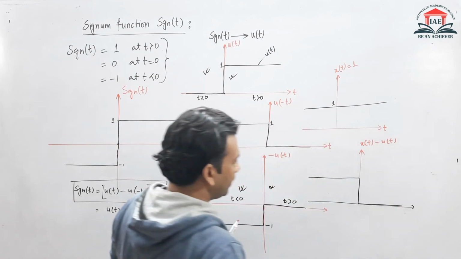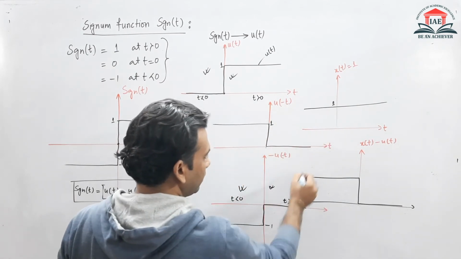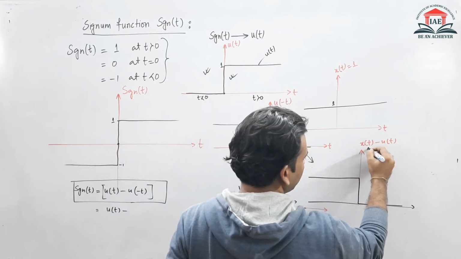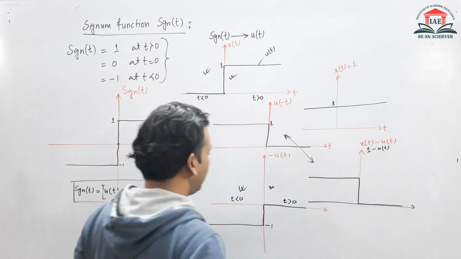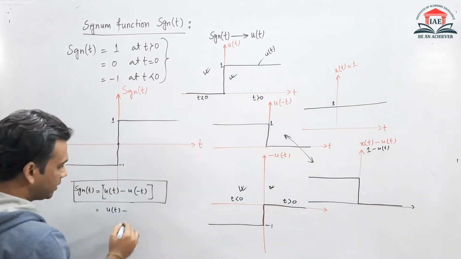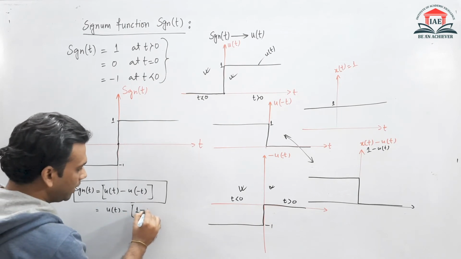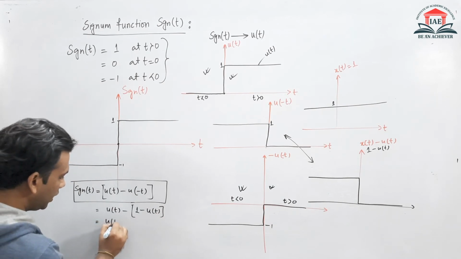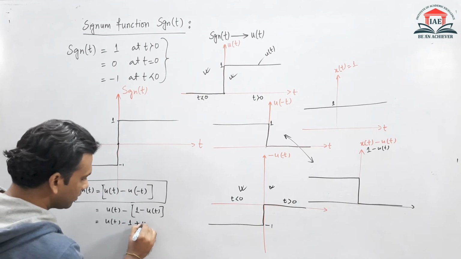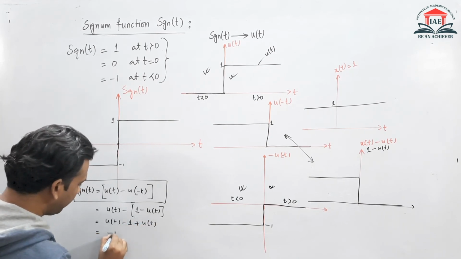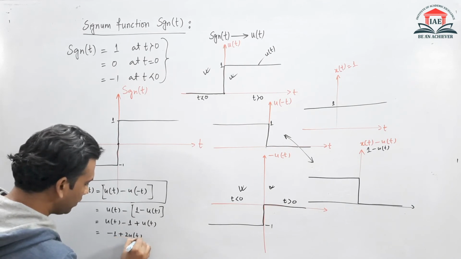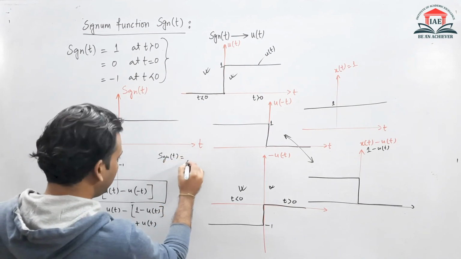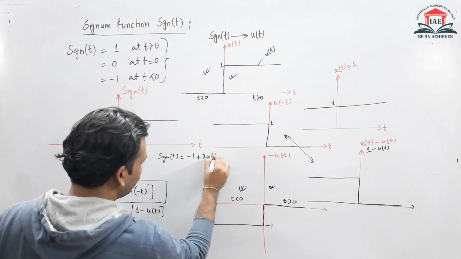So this graph will come. Now this graph is exactly my u of minus t, the same graph. So that means what was the value of xt? 1. So the graph of 1 minus ut is nothing but u of minus t. So I can write it as 1 minus u of t. So if I do that, ut here minus plus ut, so that means here -1 plus 2 of ut. So ultimately my signum function will be -1 plus 2 of ut.